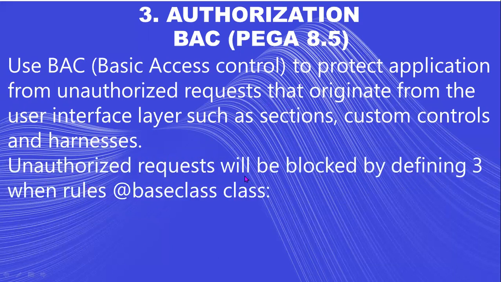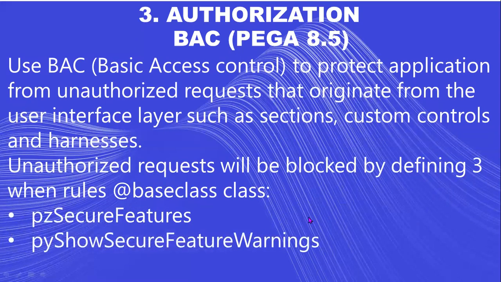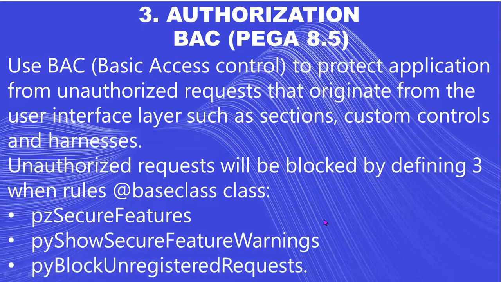Unauthenticated requests will be blocked by defining 3 when rules. If you want to implement this BAC, mainly there are 3 when rules: PZ secure features, PY show secure feature warnings, and PY block unregistered requests. So these are the 3 when rules by using which we can apply the basic access control.